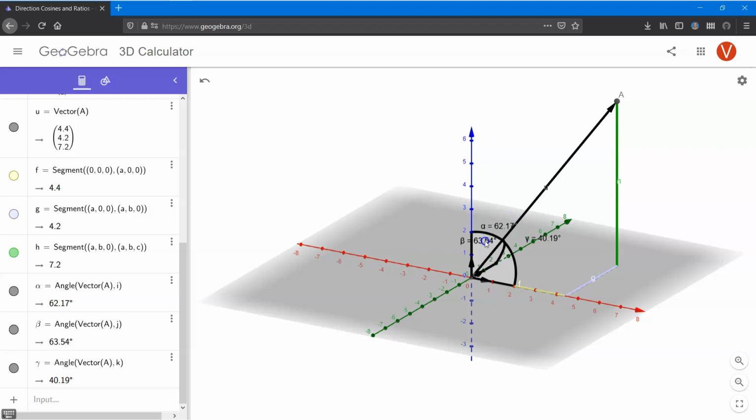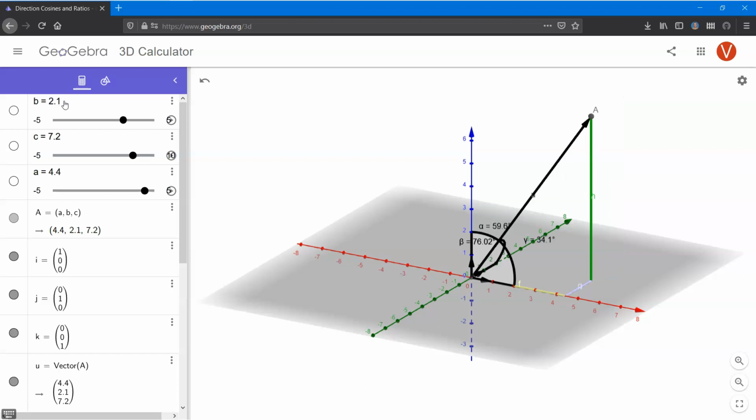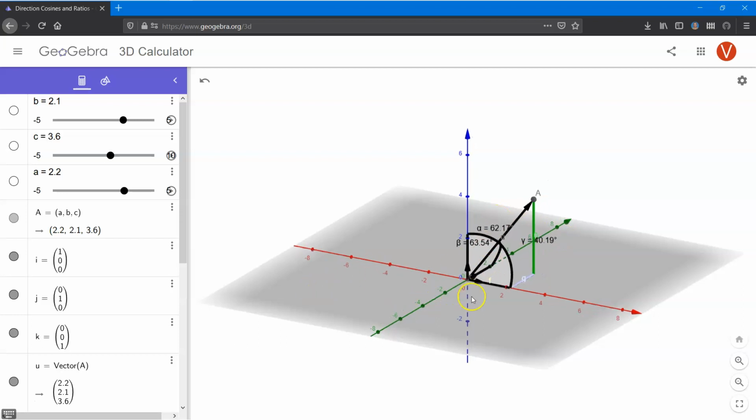Now just remember 62, 63, 40. Now what I'm going to do is again go back, or divide this by 2. So 4.2, 2.1. The angles have changed. Okay, now let's make this 3.6. But now let's change this to 2.2 and see what happens. You see, we go back to the original angles, right?